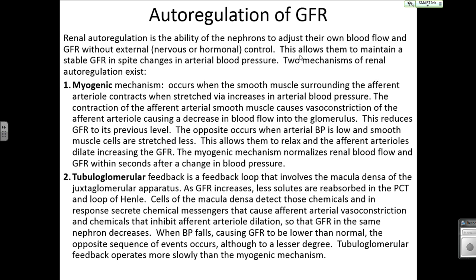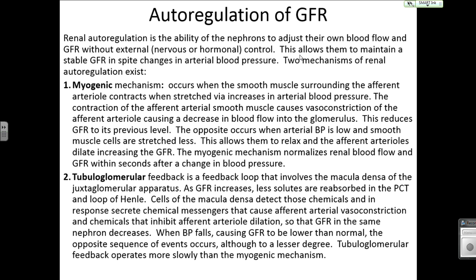Okay, so like I said, autoregulation refers to the ability of our kidneys to regulate themselves. And it's actually down into the nephrons themselves, which allows them to adjust their own blood flow without any external control. And so we're talking nervous or hormonal changes, which allows them to maintain a stable GFR even if arterial blood pressure outside of the kidneys is completely changed. Two mechanisms exist with regards to autoregulation.